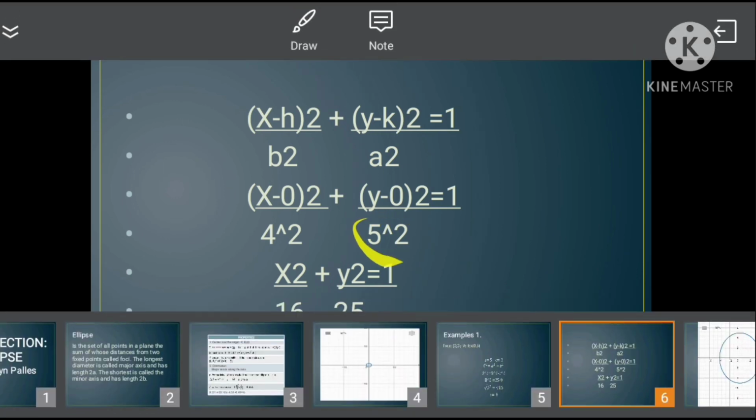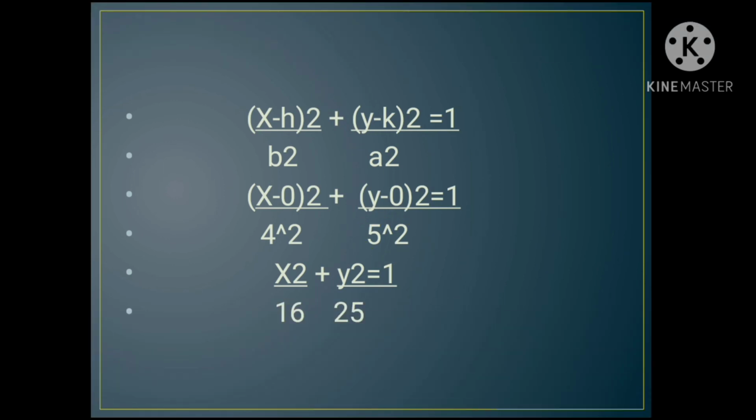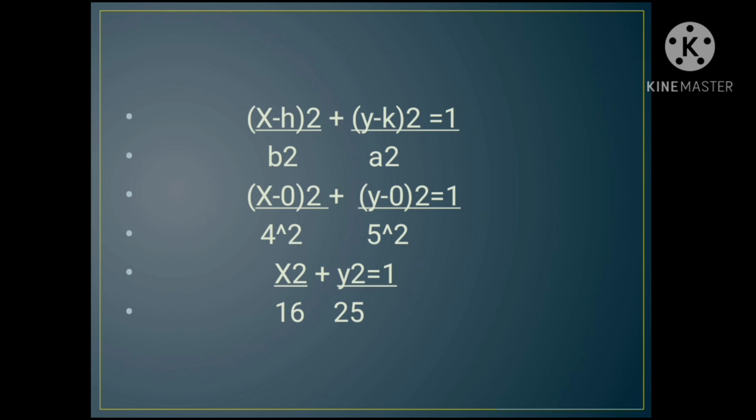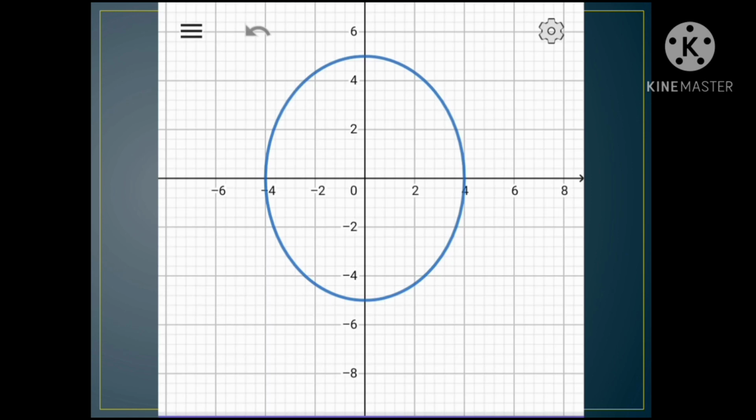Then 5 squared is equal to 25. So, the final equation is x squared over 16 plus y squared over 25 is equal to 1. So this is the graph. The graph looks like this.